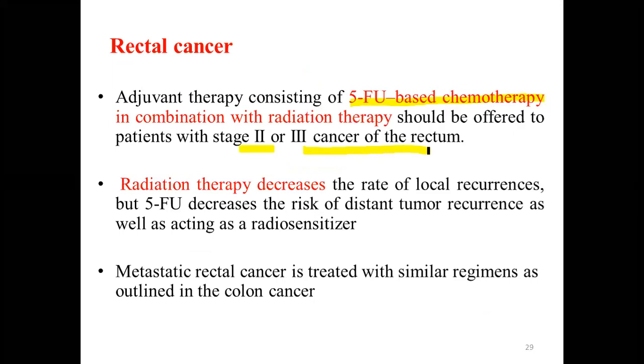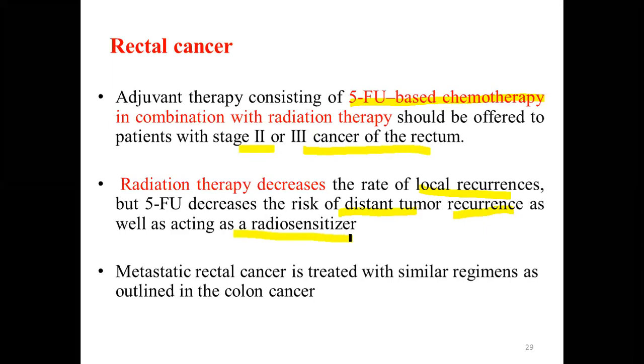For stage 1, you normally do resection only, but here, if there is a rectal cancer only, there is a component of FOLFOX and radiotherapy. Radiation therapy decreases local recurrence, but 5-FU decreases the risk of distant metastasis of the tumor recurrence as well, because it acts as a radiosensitizer.